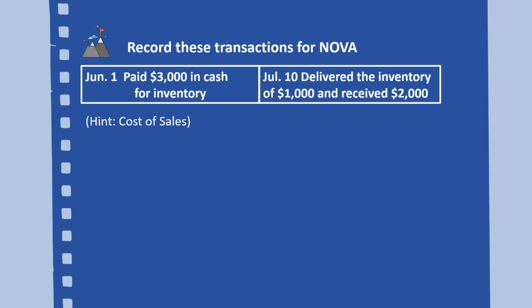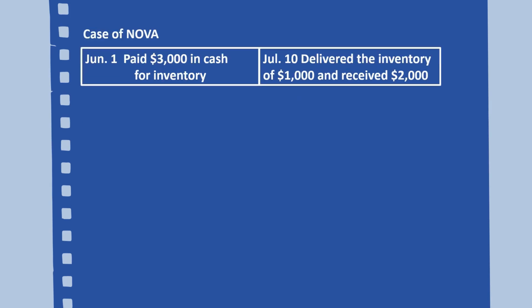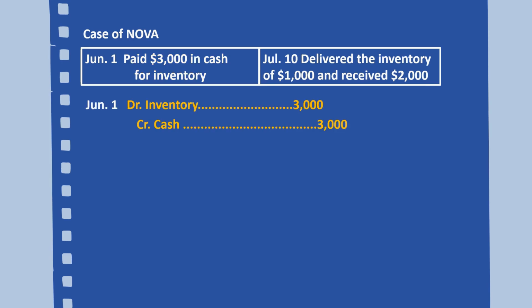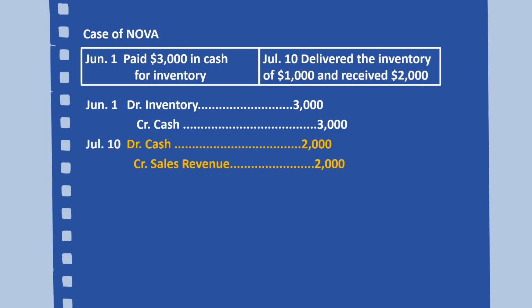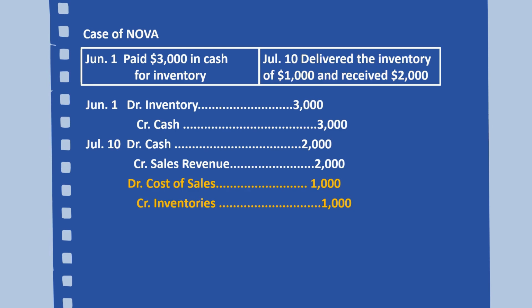Now let's walk through it together. For the transaction on June 1st, cash decreased and inventories increased. Both of these are assets, so we debit inventories and credit cash. Revenues should be recognized at the time of delivery to customers. So on July 10th, we should debit cash and credit sales revenue. At the same time, inventories were consumed by Nova, directly related to the sales. So we recognize the cost of sales with a decrease in inventories.